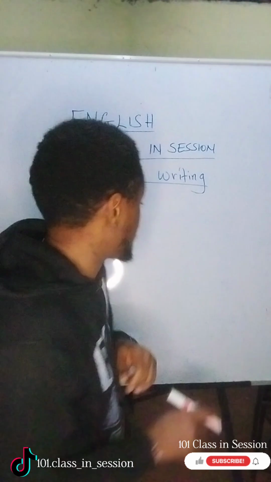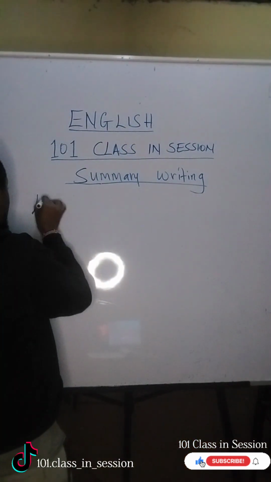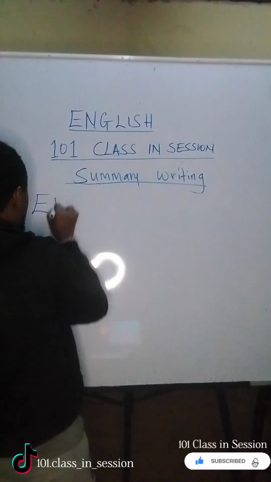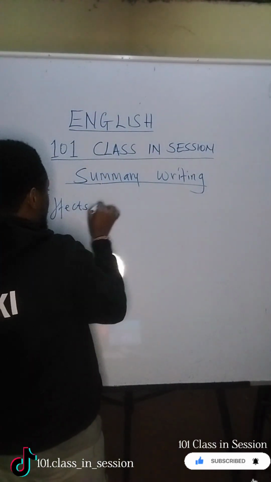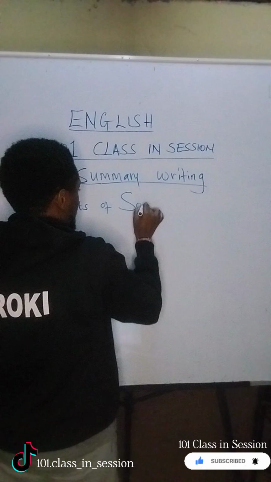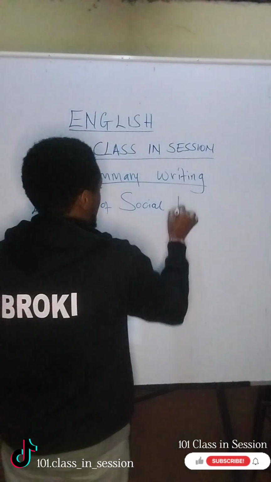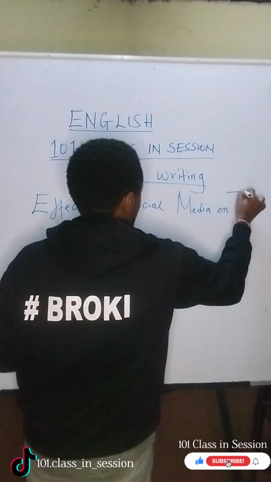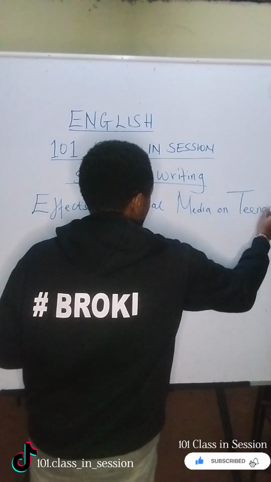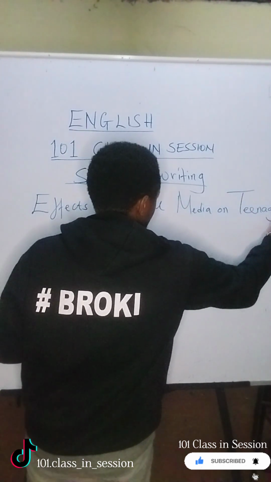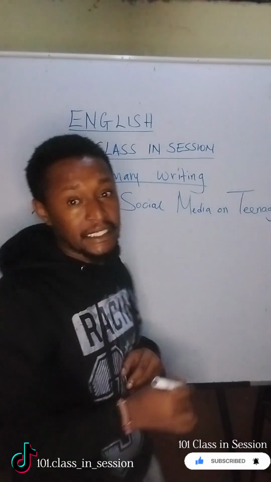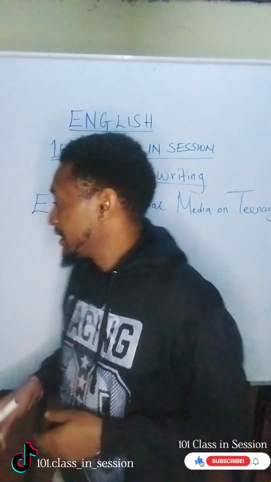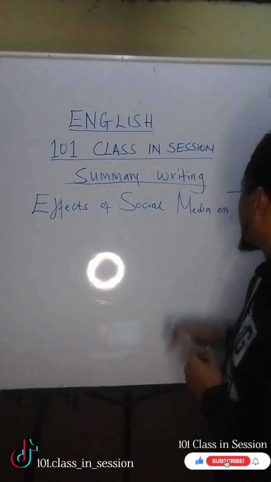So we are talking about a passage or a text that is talking about effects of social media on teenagers. Again, I want you to take note of the content words and how I'm going to write them. That is effects of social media on teenagers. Teenager is made by blending two words, teen and ager. So effects of social media on teenagers.